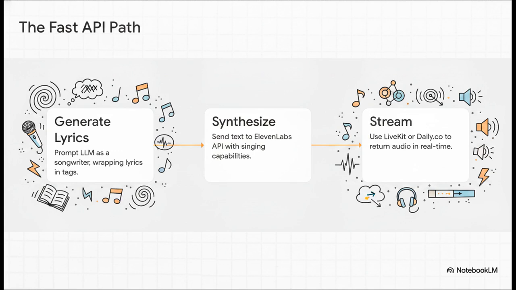Step 2, you synthesize it. You send that exact text over to the ElevenLabs API, making sure you've selected one of their voice models that's actually optimized with singing capabilities. And then step 3, you stream it. Because instead of waiting for a whole song to render so you can download a file, you use frameworks like LiveKit or Daily.co to stream those audio chunks back to the user instantly.